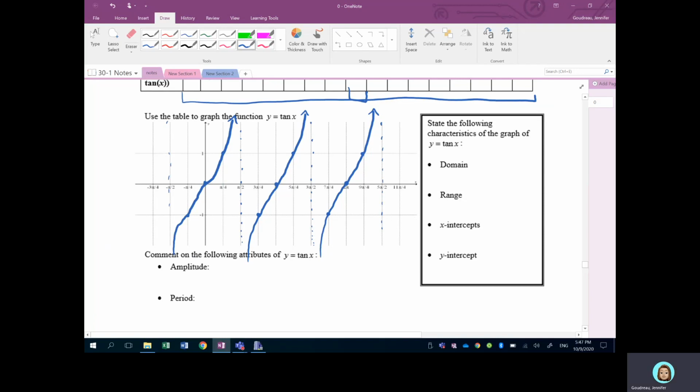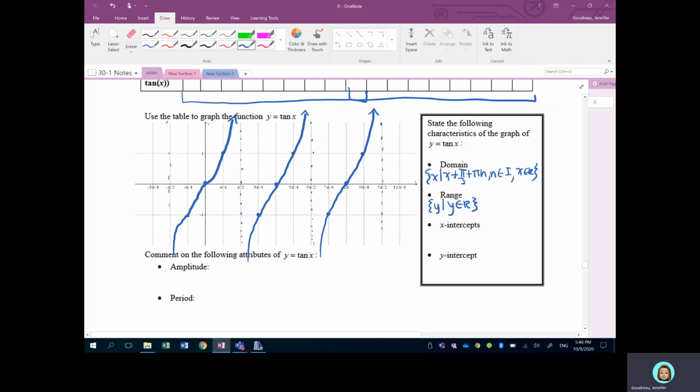So now that we've graphed it, let's go ahead and analyze the characteristics of tangent. Our domain is the set of all x such that x cannot equal pi over 2 plus pi n. So x does not exist where our vertical asymptotes are. Otherwise, x is an element of the reals. Our range, well, we're not bounded by 1 and negative 1 anymore because we have these vertical asymptotes. Our y values are taking on all possible values. So the set of y such that y is an element of the reals.